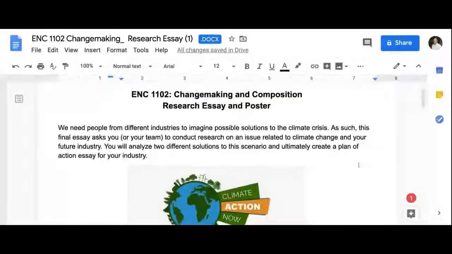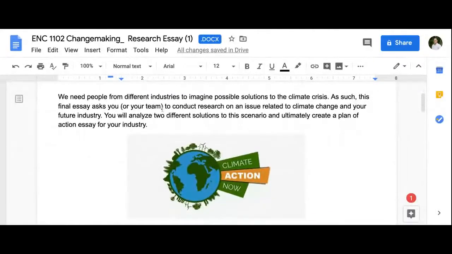Particularly what I want you to do first and foremost, I'm going to share with y'all the link itself to the research essay. We should review that, make sure that you do read this through. Particularly, you want to look at this: the final essay asks you or your team, which can consist of 3 people, to conduct research on an issue related to climate change and your future industry. You will analyze 2 different solutions to this scenario and ultimately create a plan of action essay for your industry.